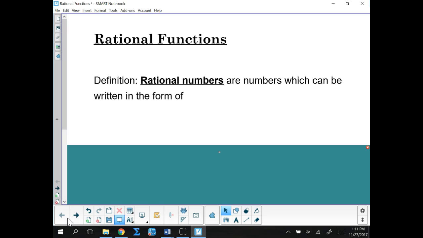So, rational numbers. A rational number, or rational numbers, are numbers which can be written in the form of what? Using your extensive mathematical knowledge, a rational number can be written in the form of what? Not a function.